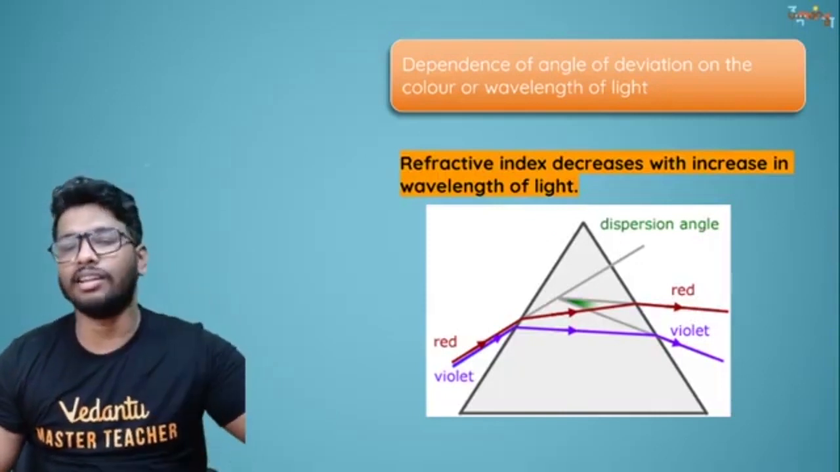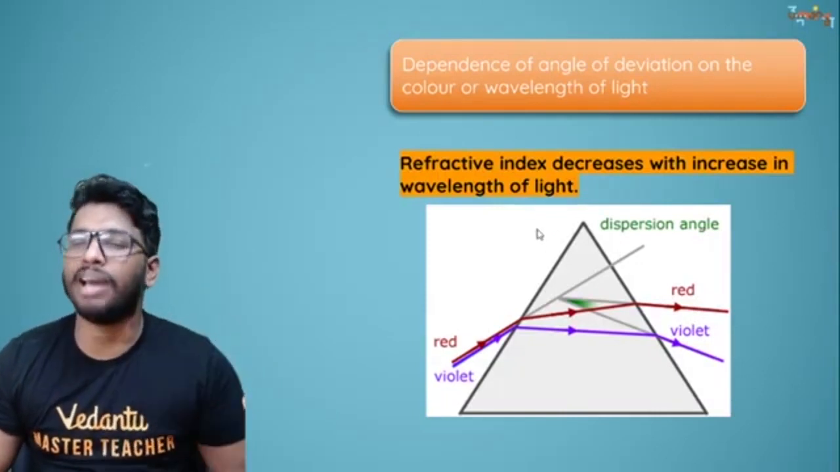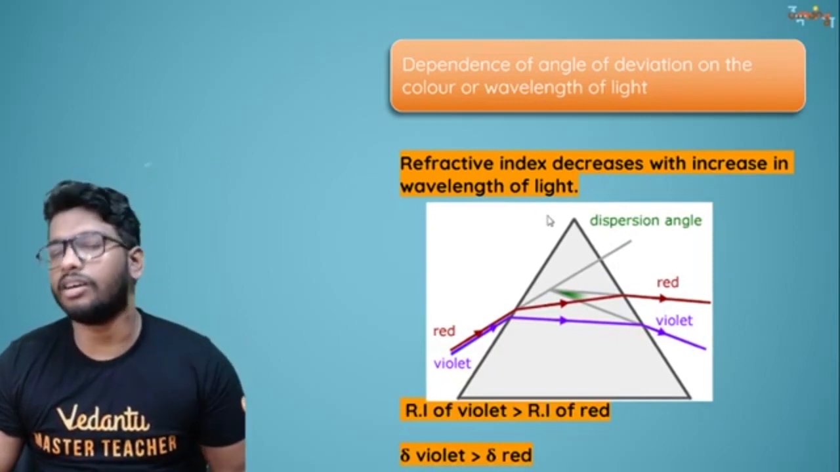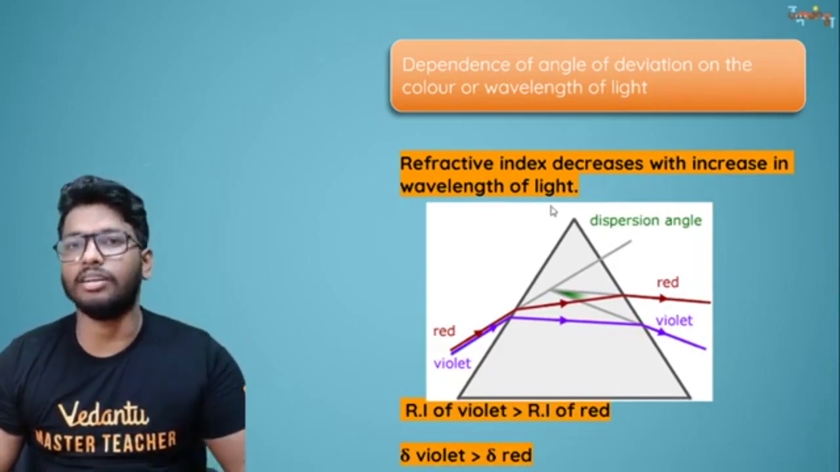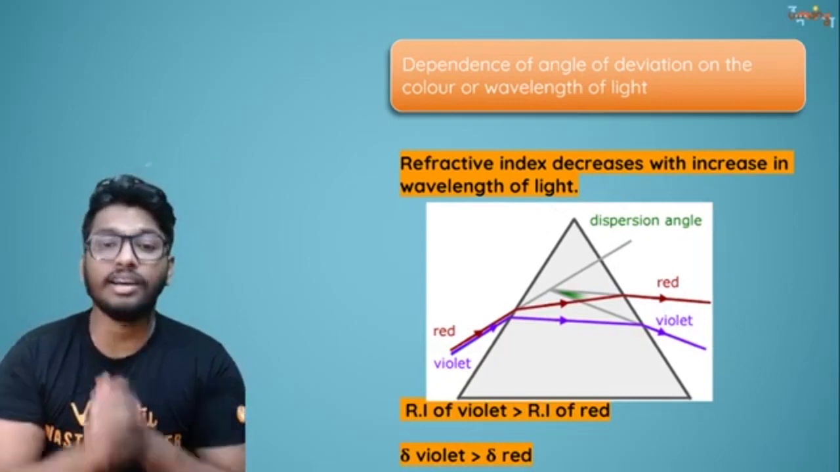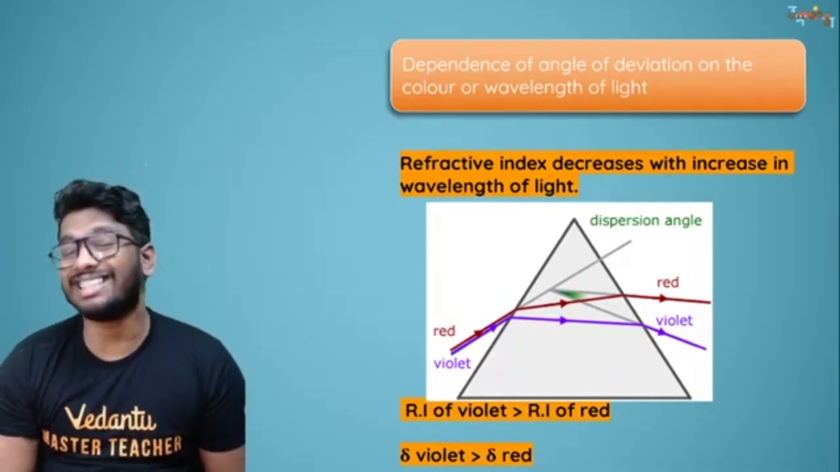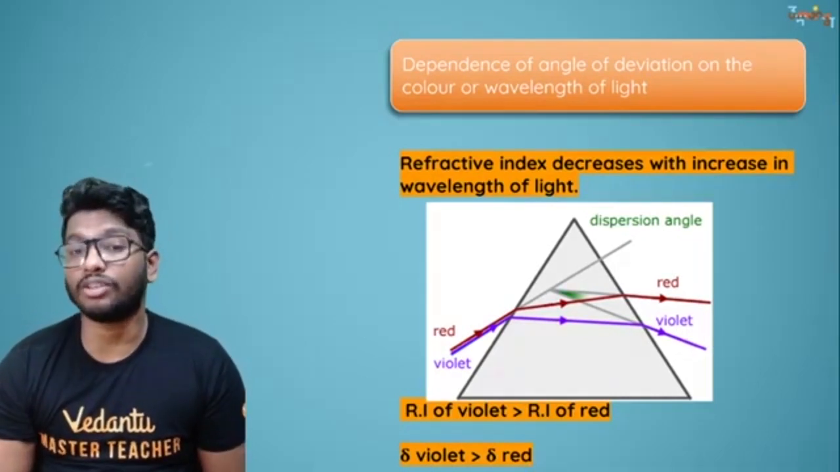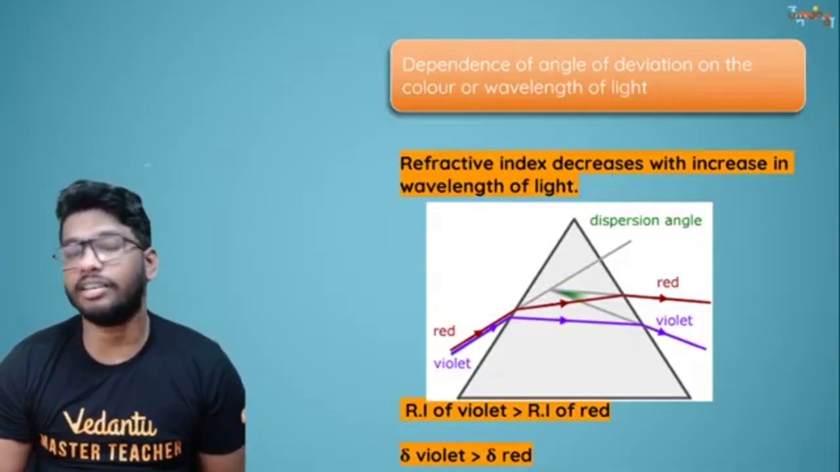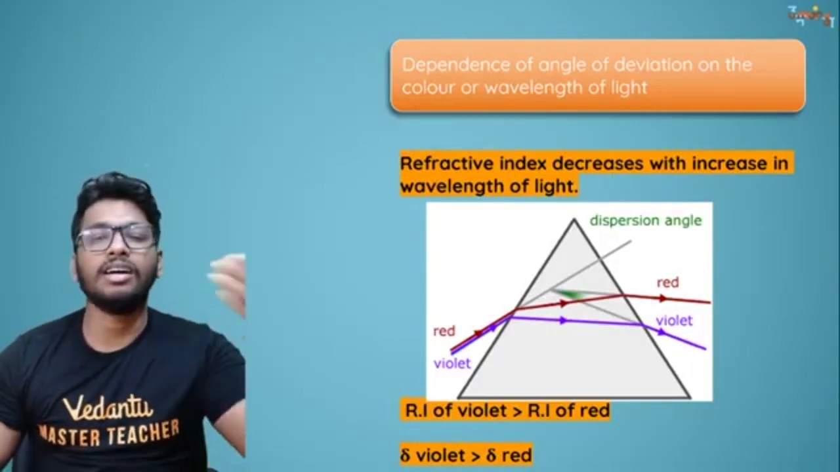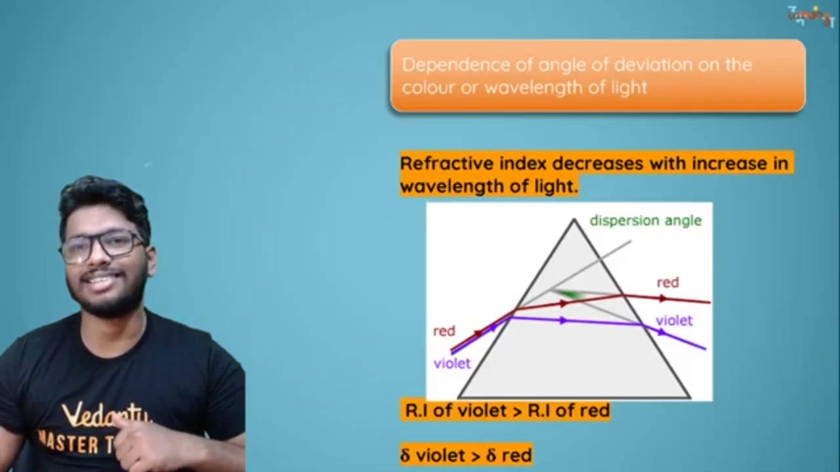deviation. So the angle of deviation of red is bare minimum compared to violet, where it'll have a greater deviation, or the angle of deviation is going to be far more greater for that. So the refractive index of violet is greater than the refractive index of red, so the delta of violet is going to be greater than delta of red. As simple as that. Alright guys.